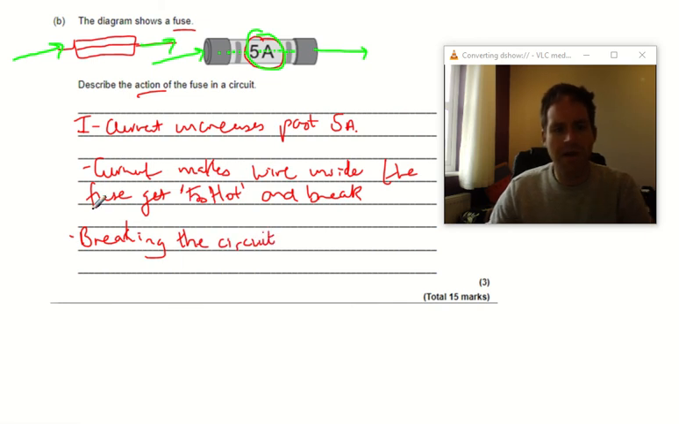And what that does, that protects any equipment that you might have that would be damaged if the current became larger than 5 amps, or if you left it on and the current became higher than 5 amps, it would cause a fire to happen. So that's what we use that for. Okay, and that is the last of the questions.